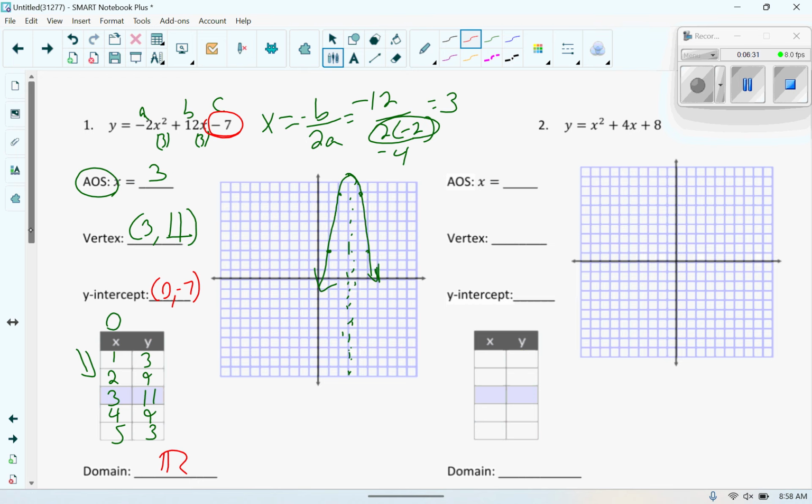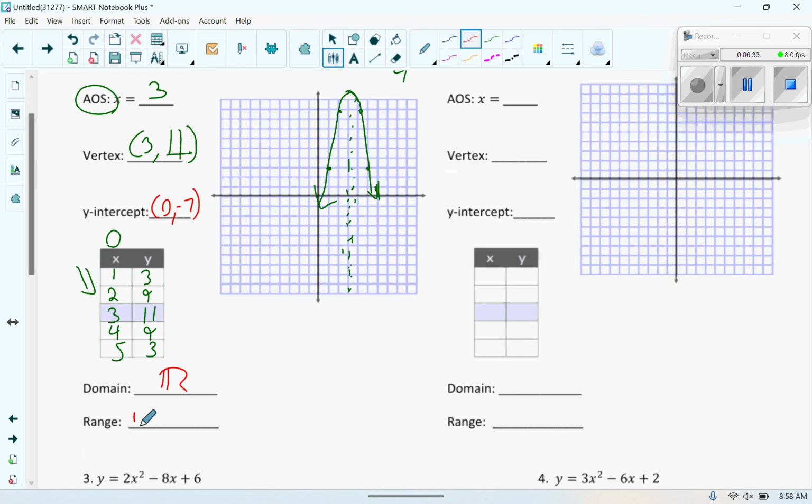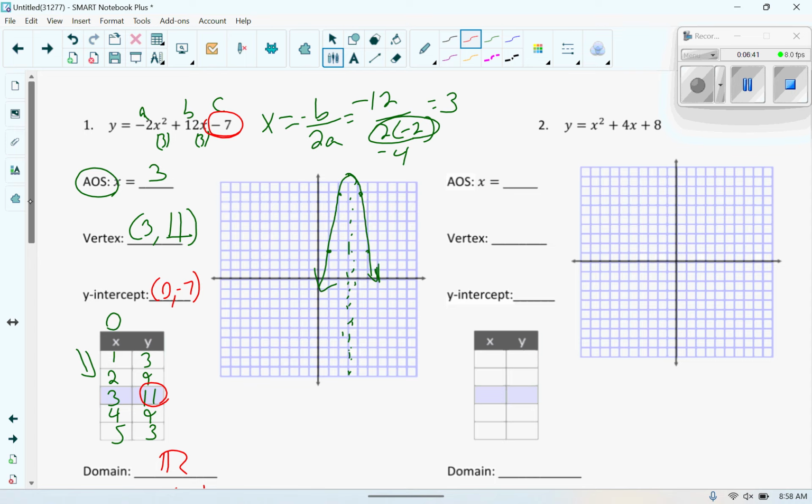My domain is always the set of all reals, and my range in this case is going to be y less than or equal to that 11. And that's it. Go ahead and try number 2.